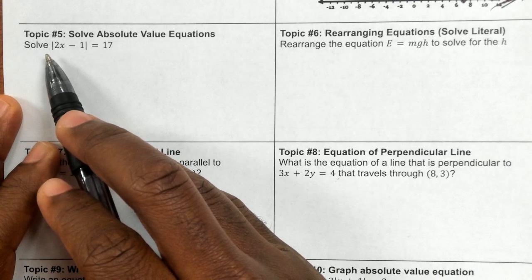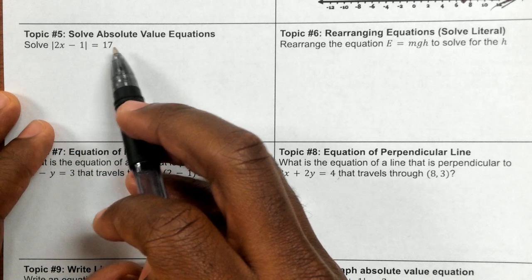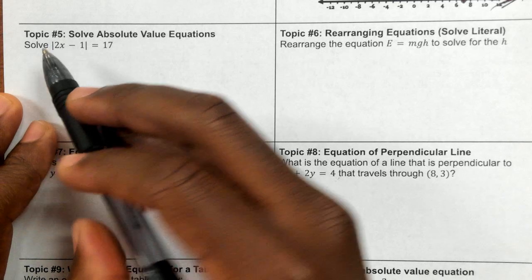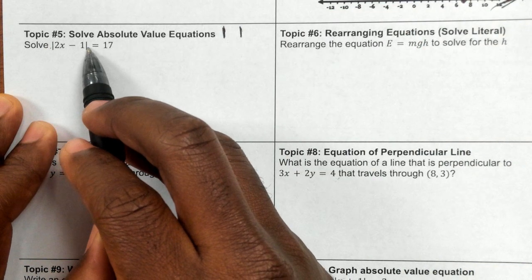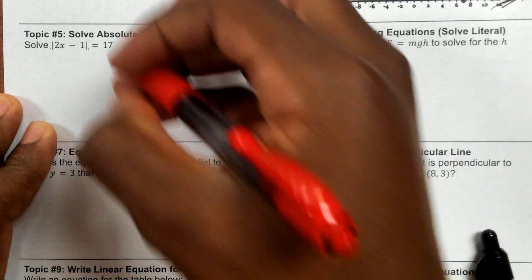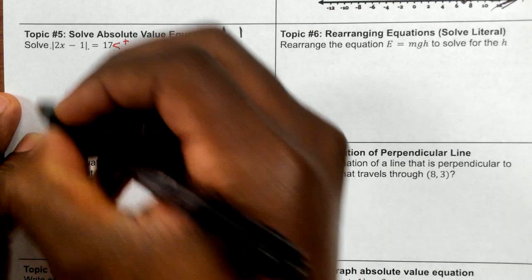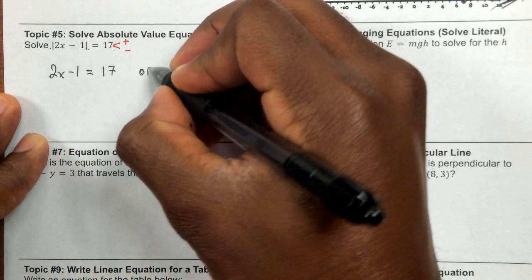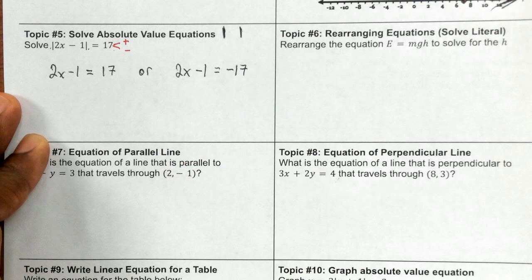Whenever you're solving an absolute value equation, you need to make sure that the only thing you're seeing on one side is just the absolute value, and on the other side you have a number. Because there's nothing in front of this absolute value, which are these lines right here, and on the other side we have just a number, we can apply the absolute value. So the absolute value means that this 17 could be either a positive 17 or a negative 17. So I would have 2x minus 1 is equal to a positive 17, or 2x minus 1 is equal to a negative 17.